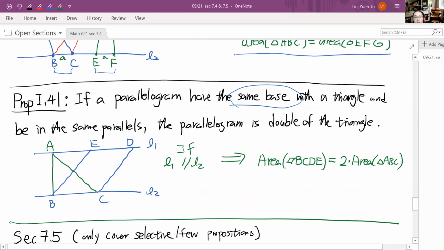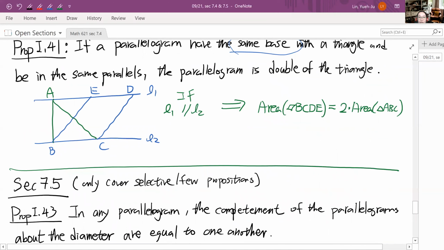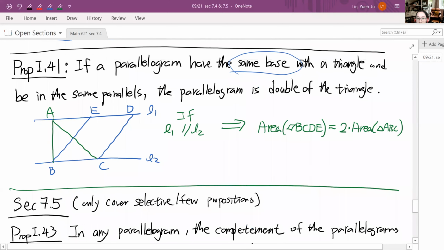Okay, and for 1.41, it's essentially relating the area of a parallelogram and a triangle. Okay, so basically you can see that, I mean, this is intuitive. So that's why I'm not going to prove it. There are so many small things that we can prove, but we don't have that much time.